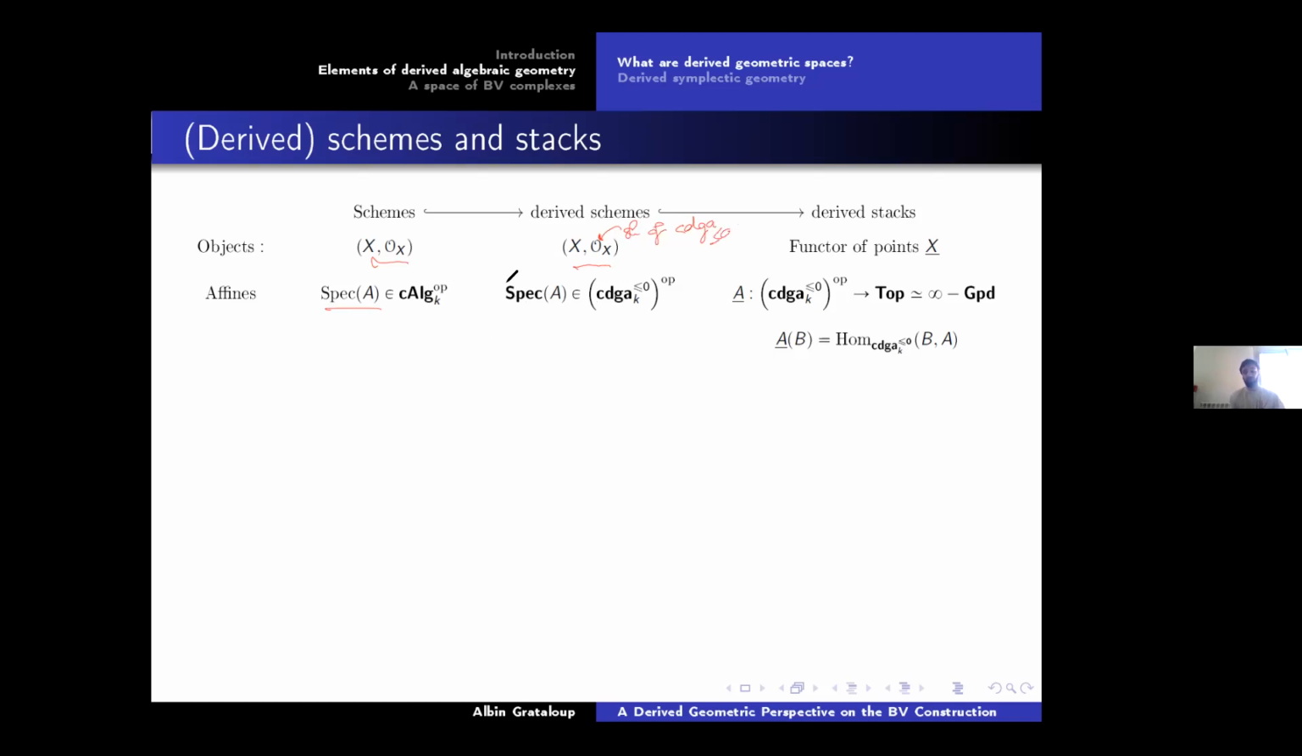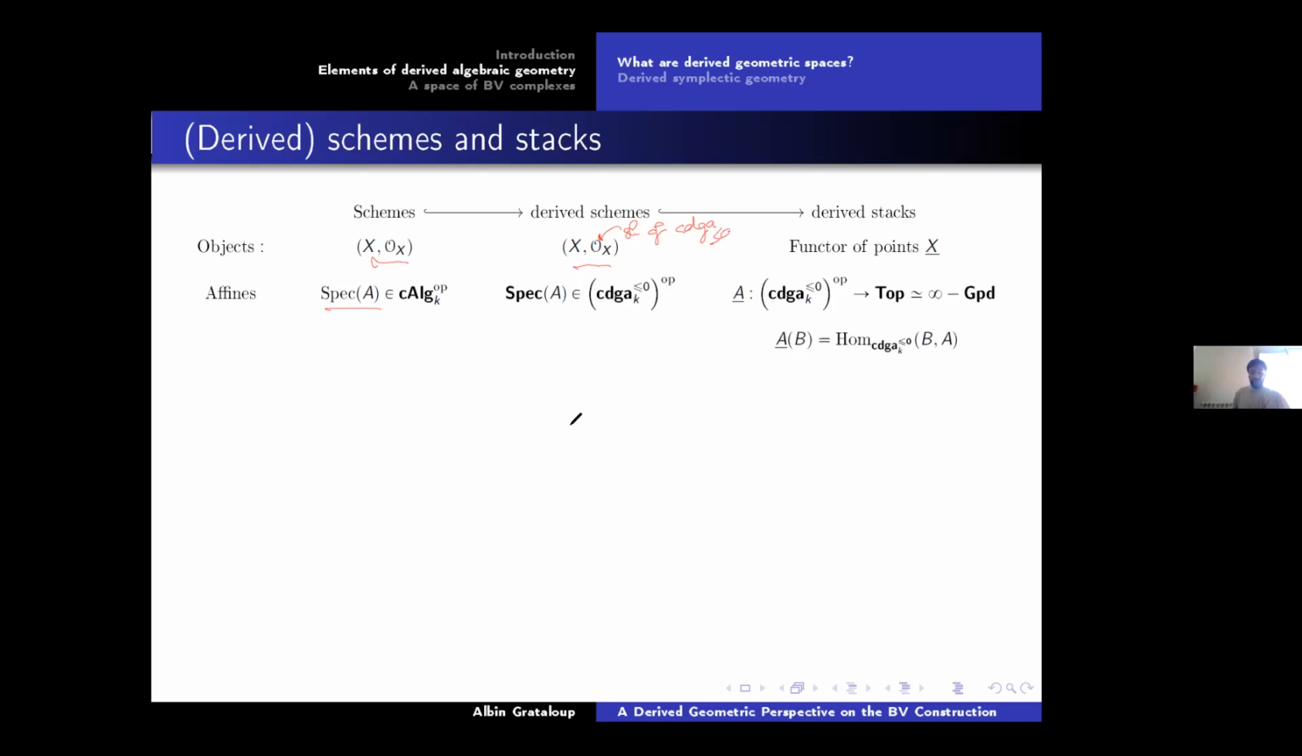And these are also locally modeled on the spectrum of a commutative differential graded algebra in non-positive degree. The full definition is more complicated than that, but I think it's enough to have a good picture where we replace the algebras by these differential graded algebras to have the homotopy theory coming with the differential graded algebra. That gives us more flexibility and more tools to work with.